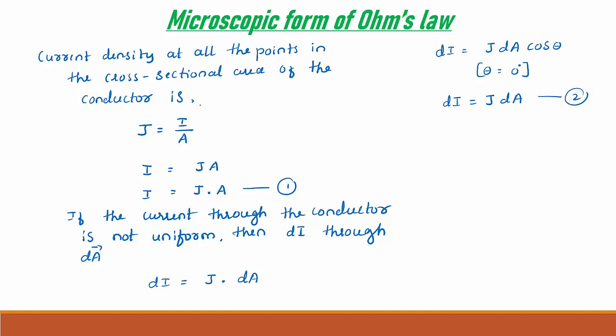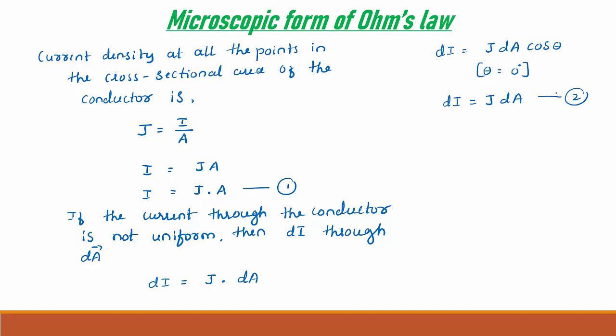Is it clear? We considered the current density equation. From that equation we can write I equal to J dot A because it is a dot product or scalar product. And if the current through the conductor is not uniform, then we consider a small current through a small given cross-sectional area. We write the trigonometric function cos theta with theta equal to 0 degree, so we got equation 2, that is dI equal to J into dA.